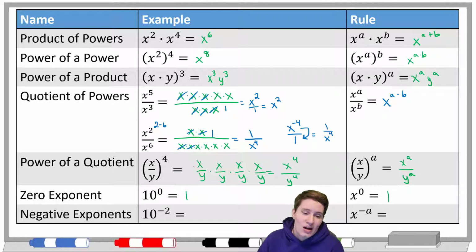Negative exponents, like we talked about up here in this quotient of powers, is telling us that this is really a fraction. 10 to the, or a decimal, however you want to look at it.